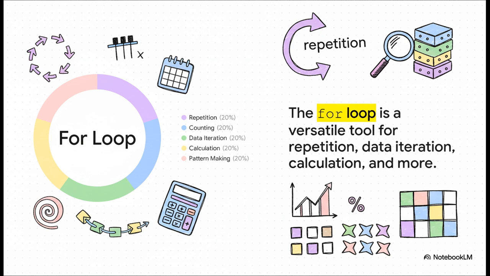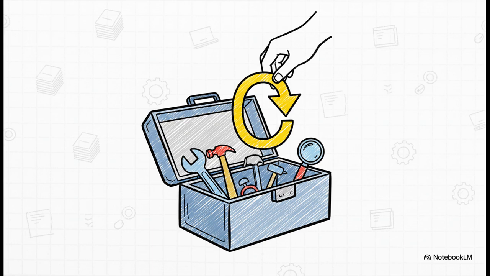It's just so versatile. So if there's one thing to take away from all this, it's this. Anytime you find yourself thinking, man, I have to do the same thing over and over again, the for loop should be the very first thing that pops into your head. It is the key to writing smart, efficient code.